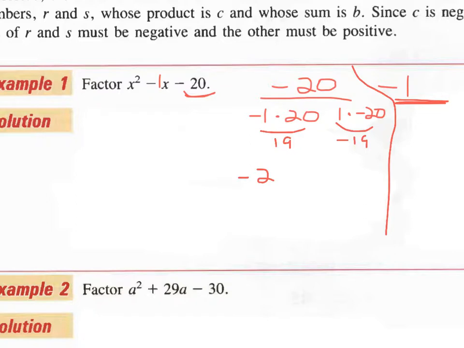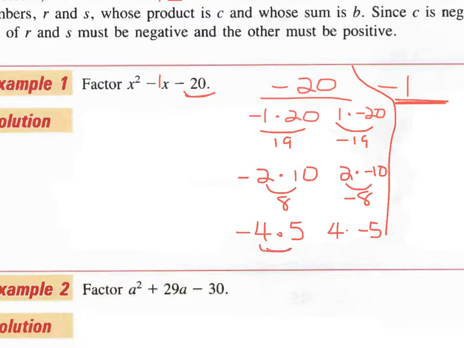Negative 2 times positive 10. Positive 2 times negative 10. When I add this one, I get 8. When I add this one, I get negative 8. None of these have yet to give me negative 1 when I add them. Then I'm going to do negative 3, no, that doesn't work. I have to do negative 4 times positive 5, or positive 4 times negative 5.